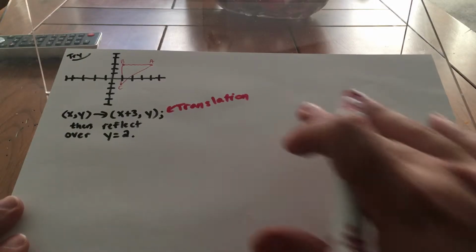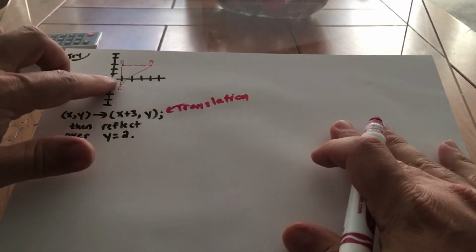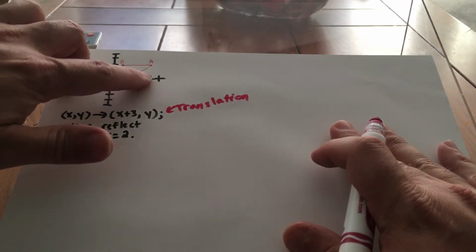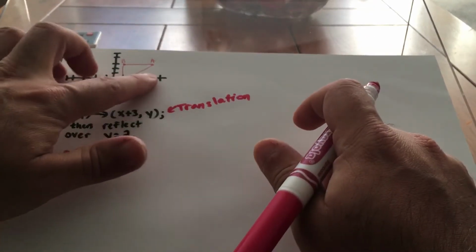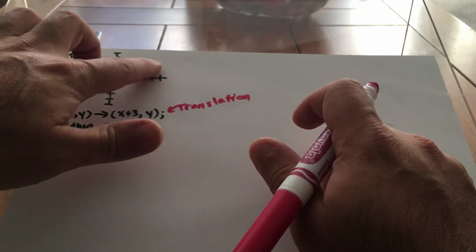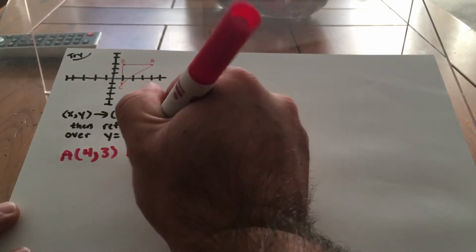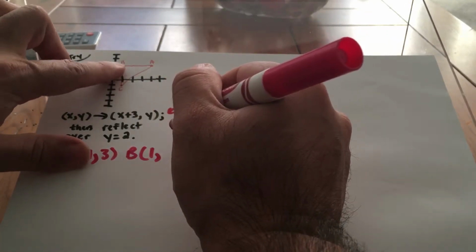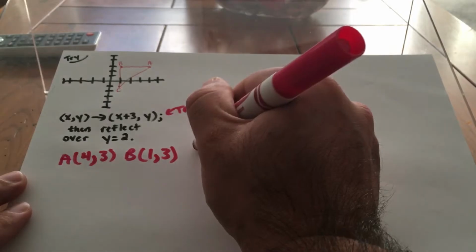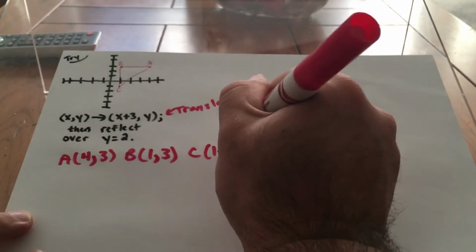So for our A coordinate, our original A here, if we pull it off the graph, you had to go over 1, 2, 3, 4 to get to A. So that's going to be 4. And then to get up to A, we have to go up 1, 2, 3. So the original A coordinate is 4, 3. The original B coordinate, we come over 1, and we have to go up 1, 2, 3. And then for C, we have to come over 1 and then down 1. So it's 1, negative 1.